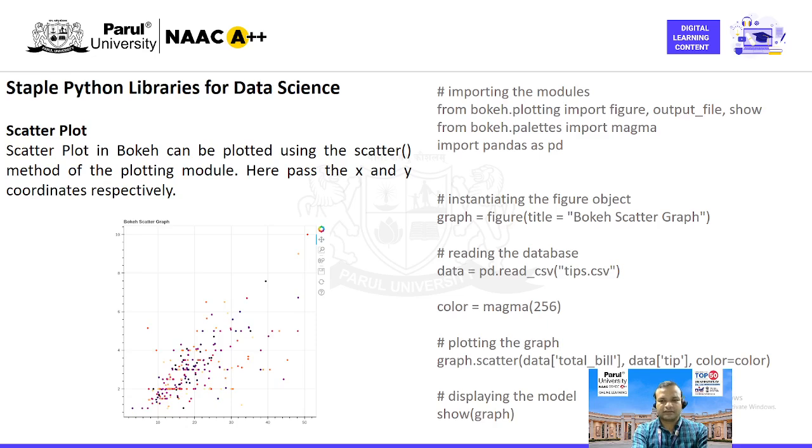So graph.scatter. We use the total bill attribute, data total bill, and data tip here, which is the tip data, and color equals color. To display the model, we use the show function. After execution of this code, you will get this type of Bokeh scatter graph. You can see the relationship here, and there are so many colors because we use magma 256. This is the Bokeh scatter plot.